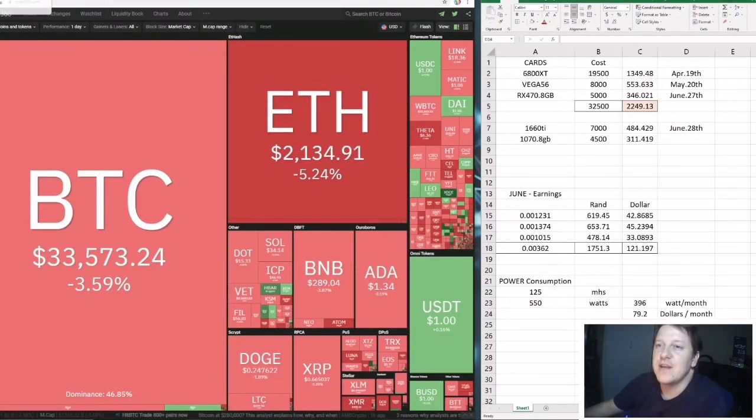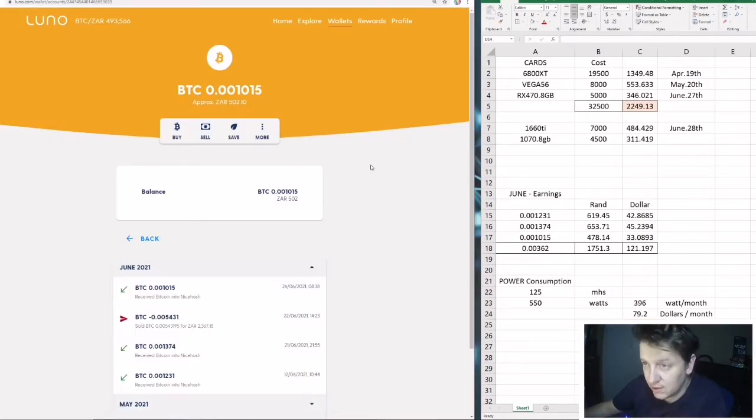So what I'm going to show you now is my Luno wallet. This is the wallet that I'm currently using. All my profits go from the mining rig into NiceHash. From there, I then draw it out every once in a while, as you can see on the bottom of the screen here, every time there's a 0.001 BTC amount. And if we look to the right hand side here, the first one was selling at 619 rand, so that's $42.8.